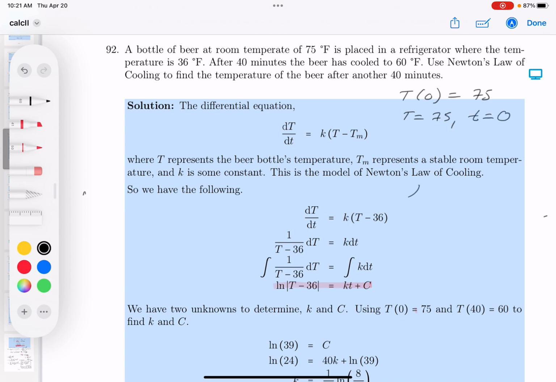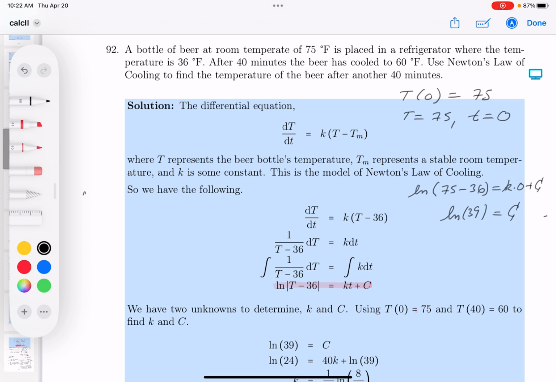What do you get? Natural log, and the T is, let's see, 75 minus 36. And that equals k times 0 plus c. Well, I think I know what c is now, because k times 0 just disappears. The k disappears. I get c equals the natural log of 39. Okay, I got C. All right.